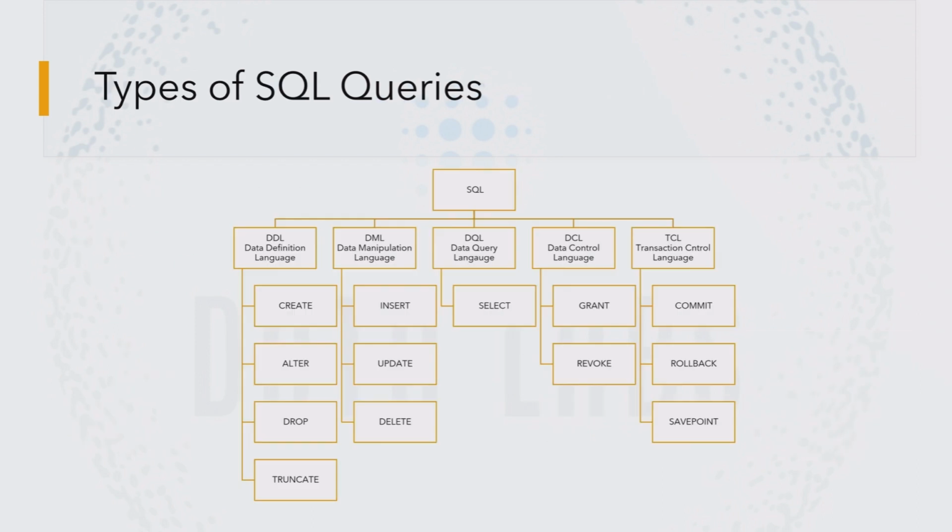The SQL queries can be divided into five categories: DDL, data definition language; DML, data manipulation language; DQL, data query language; DCL, data control language; and TCL, transaction control language.